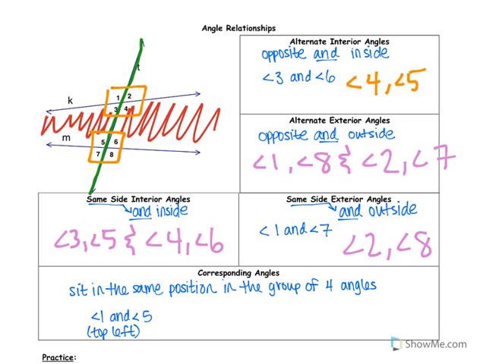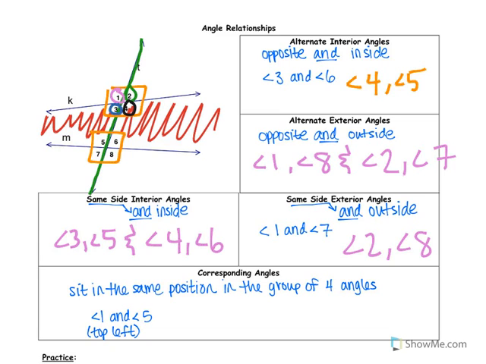Okay? Corresponding, I would say, is the weirdest one, okay, and I have a little definition. It sits in the same position in the group of the 4 angles. So in the orange angles that we have here, let's say that angle 1 is going to be pink. I need some more colors here, hold on. Angle 2 can be green, angle 3 can be blue, and angle 4 is going to be black.